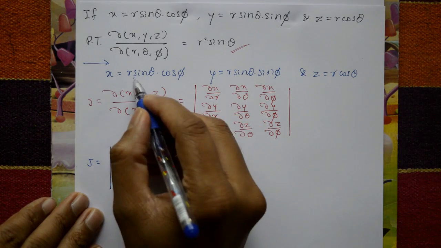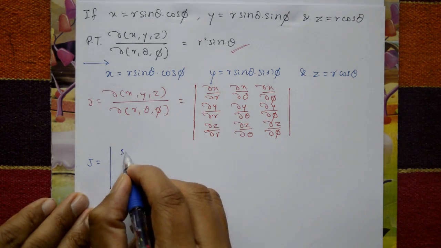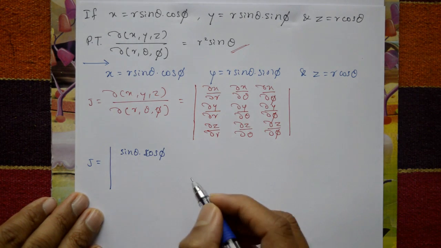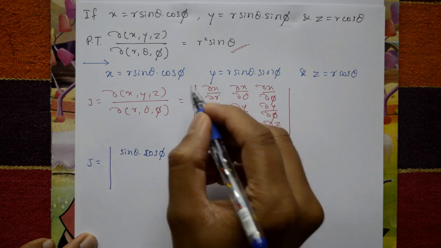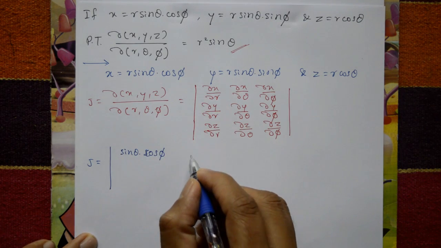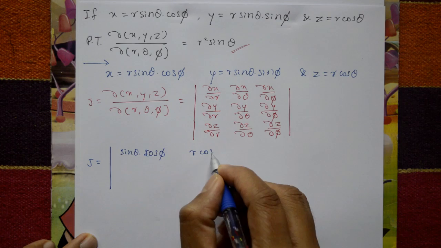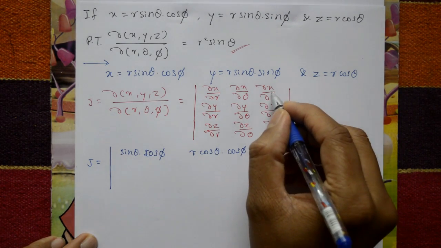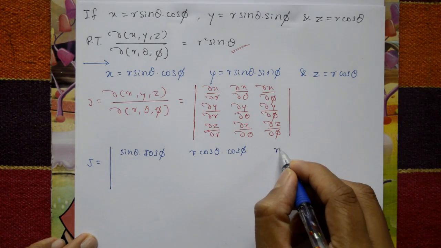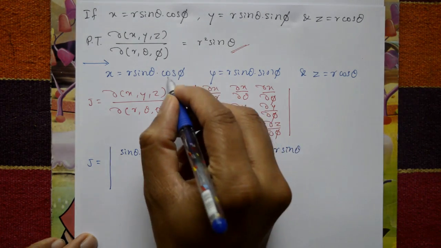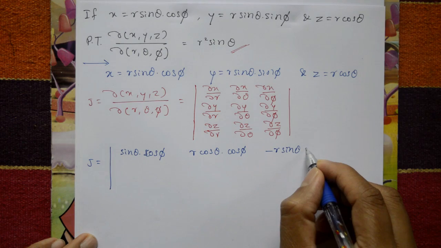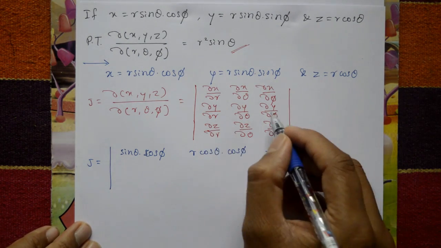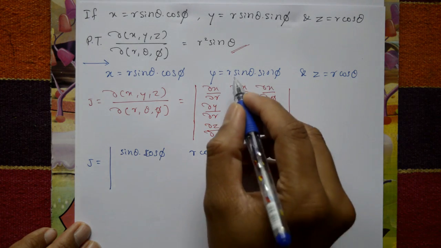Differentiate x with respect to r is sin theta cos phi. Differentiate x with respect to theta means differentiate only this one: r is constant, sin becomes cos theta, and cos phi as it is. Differentiate with respect to phi, r sin theta is a constant, differentiate this one is minus sin phi. That is the first row.